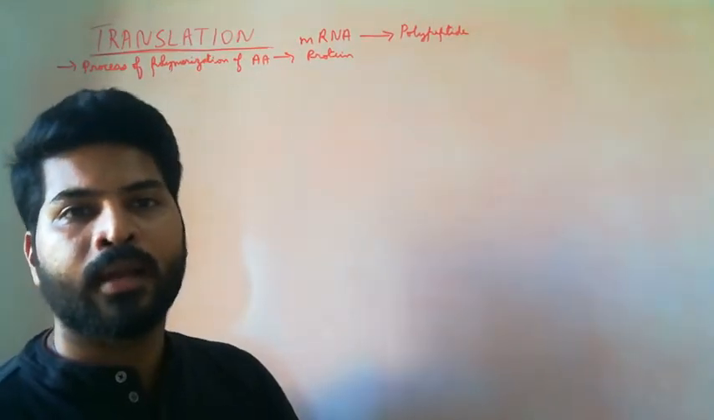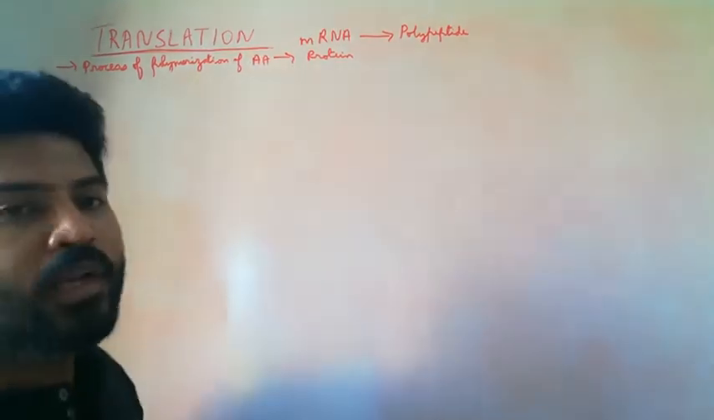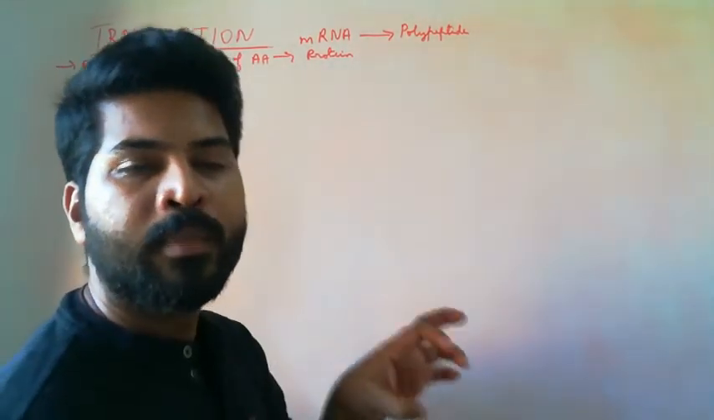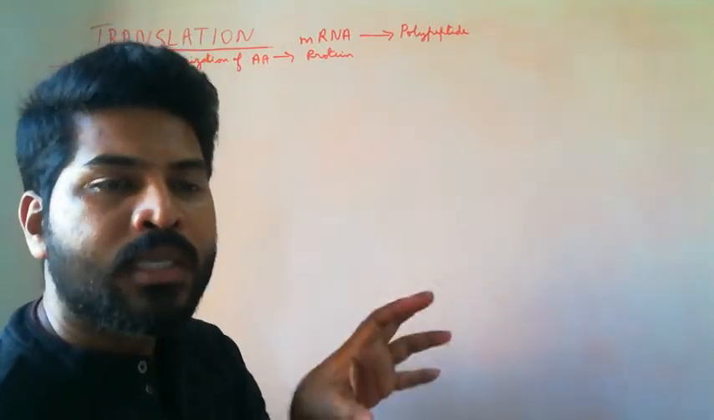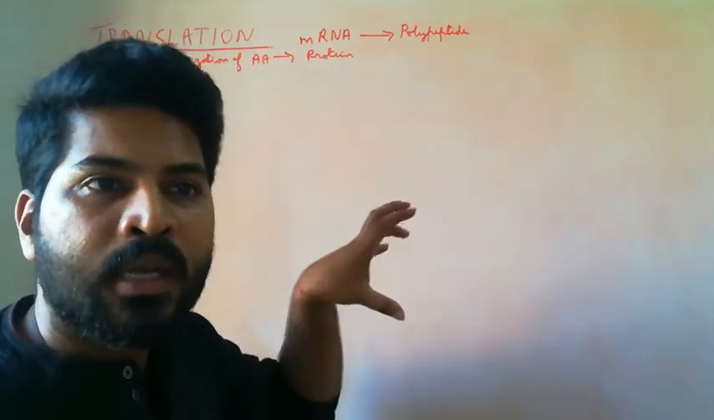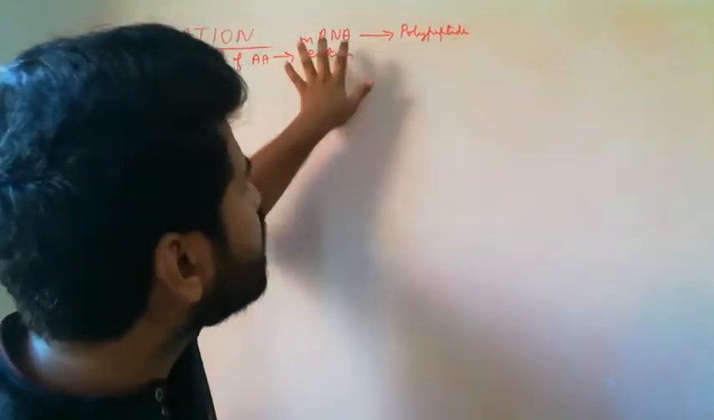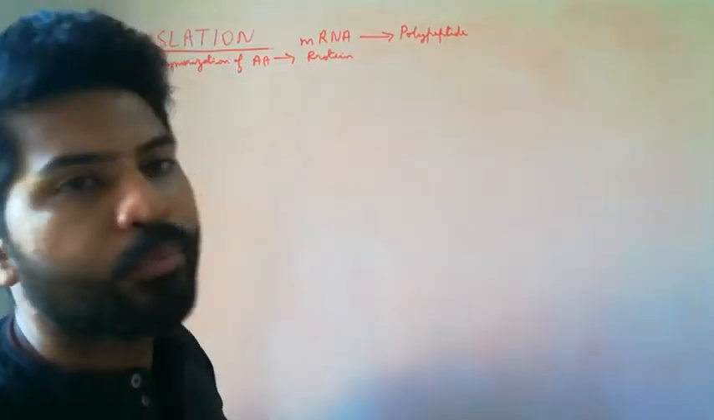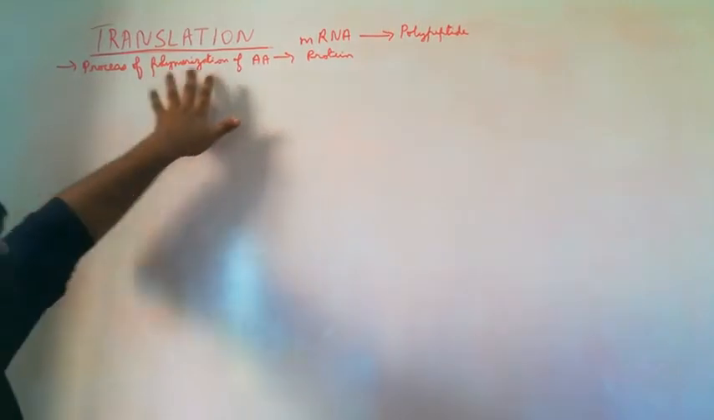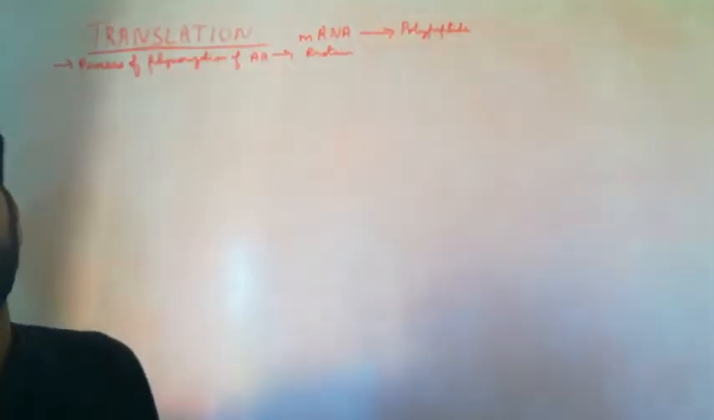Now take a look at the exact mechanism of translation. You already know that translation is a process where the information present in the mRNA, which is in the form of triplet codons, is read by a suitable machinery, and this information is converted into a protein or a polypeptide. So basically it can be defined as a process of polymerization of amino acids into protein.